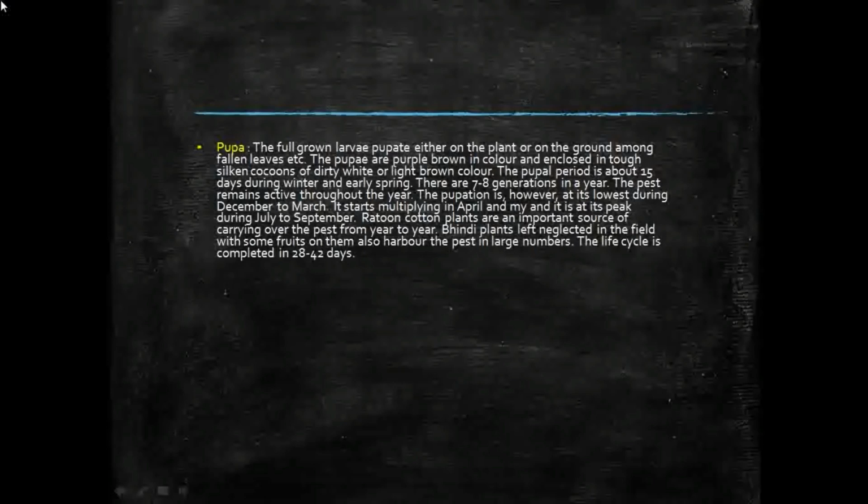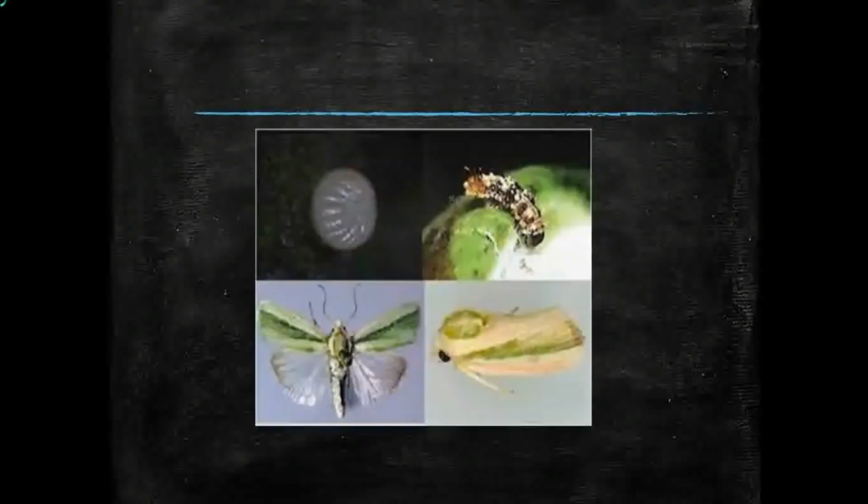Then it starts multiplying in April and May, and it is at its peak during July to September. Some bhindi plants left neglected in the field with some fruits on them also harbor the pest in large number. The life cycle is completed in 28 to 48 days.